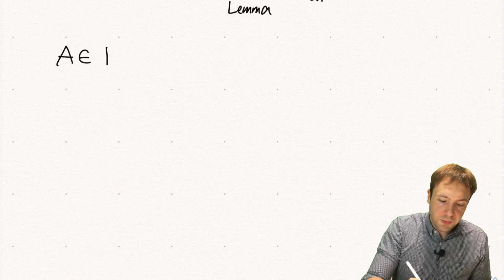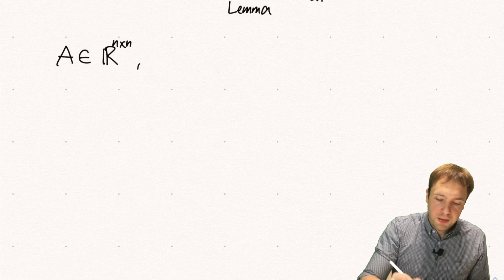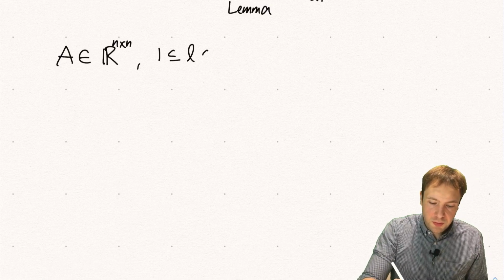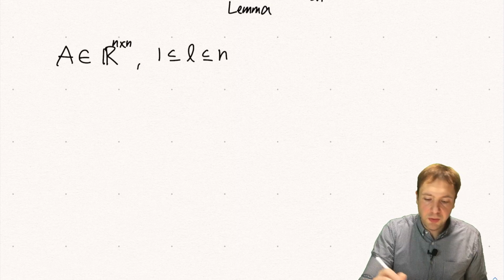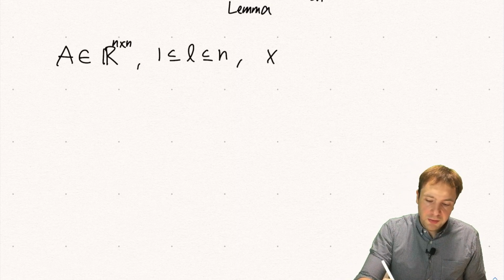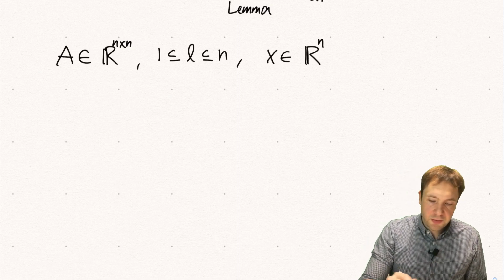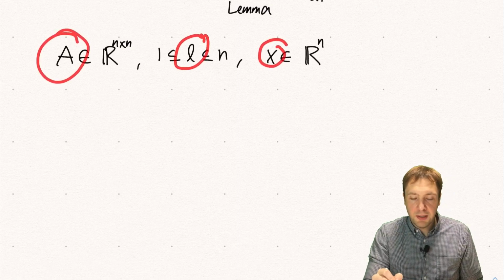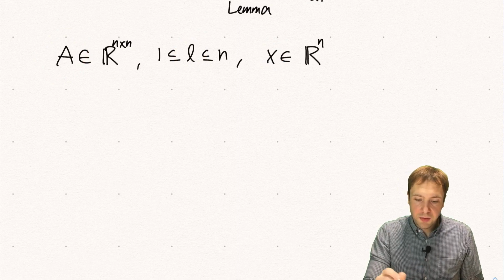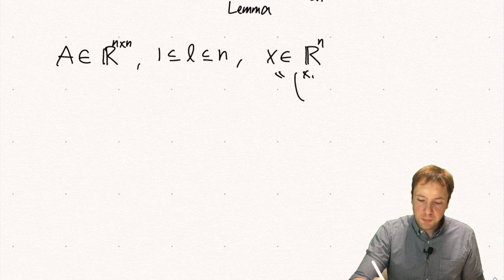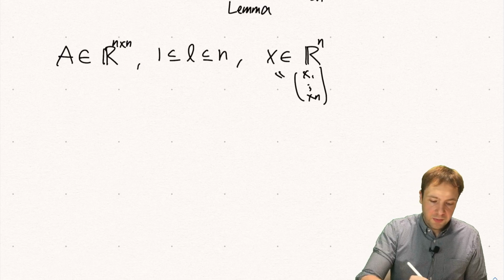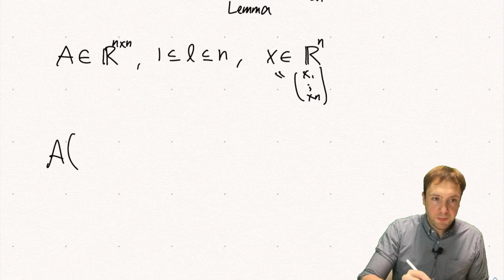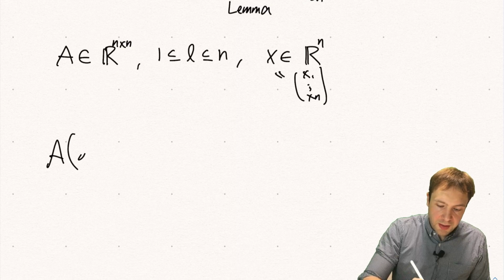So let's start with an n by n matrix A. And now we choose a row, some l, between 1 and n. And now let's assume we have some vector x in R^n. What we want to define now is a matrix where we take the matrix A, and in the lth row we plug in the entries of x. So let's say x is x_1 up to x_n. So we want to define what we mean by A where in the lth row we plug in the vector x.